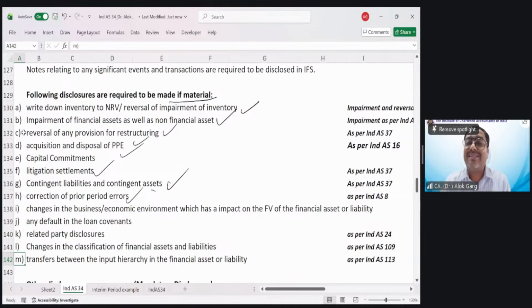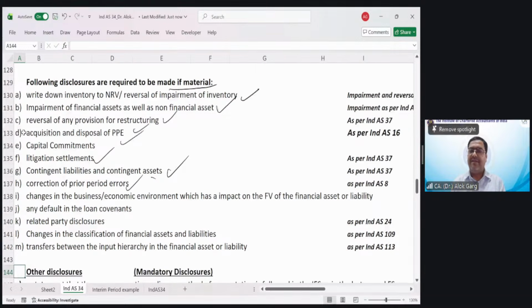So friends, these are the disclosures which are required to be given in the notes to accounts, and they are required only if these disclosures are material. Is that clear? I hope it is clear to all of you. Great, my dear friends.